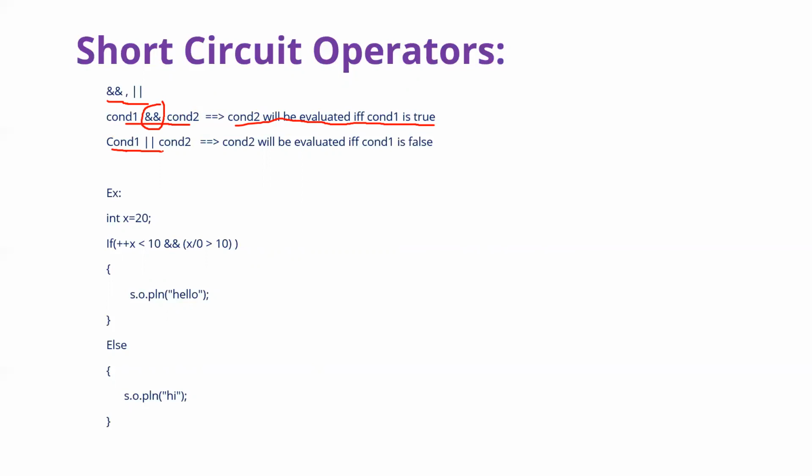Similarly, whenever you are performing the OR operator, condition 2 will be evaluated if and only if condition 1 is false. If condition 1 is false, then we need to check whether condition 2 is true or false. Based on that result, we can get the result.